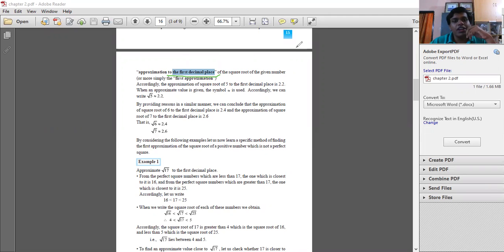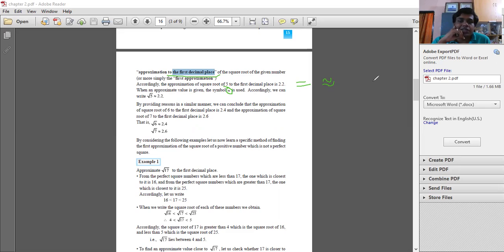When an approximate value is given, look at this symbol. Remember this symbol. It's not equal. It's more of a wavy sign, because we are approximating. We are not sure that the square root of 5 is 2.2. We are just approximating, that is, it's closer to 2.2, hence we are approximating that as the answer.